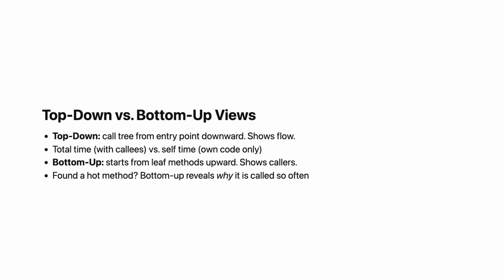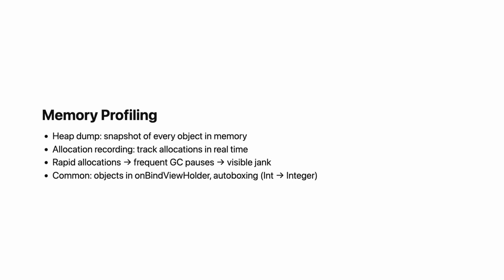CPU profiling tells you where time goes. Memory profiling tells you where allocations go. In the Android Studio Memory Profiler, you can capture a heap dump, a snapshot of every object in memory, and see how much memory each class is using. You can also record allocations in real time. Why does this matter for performance?